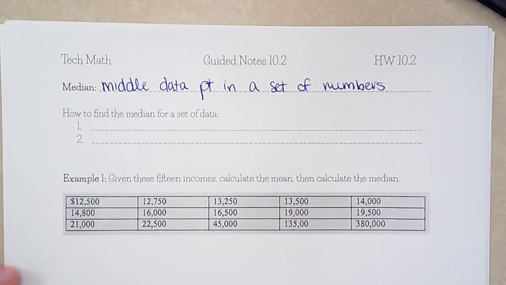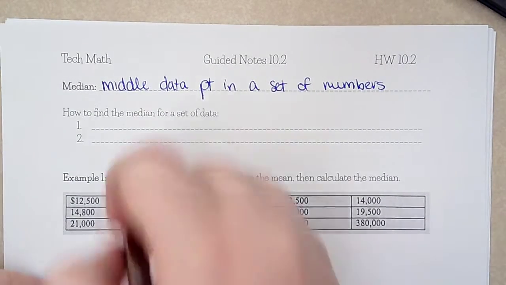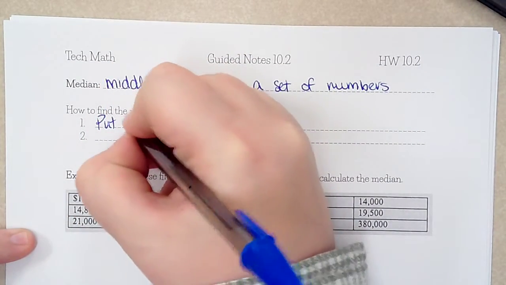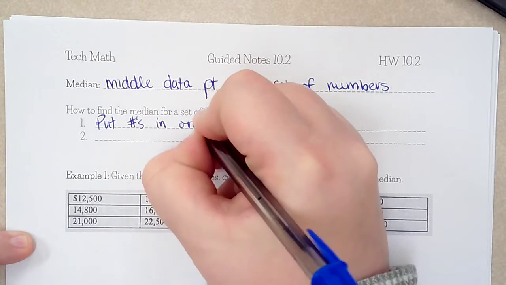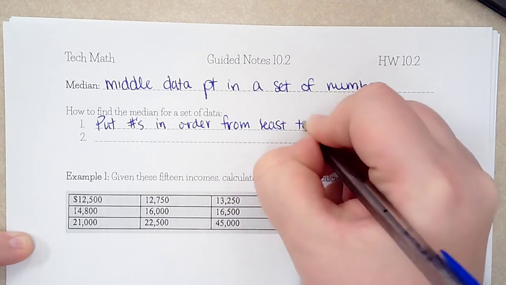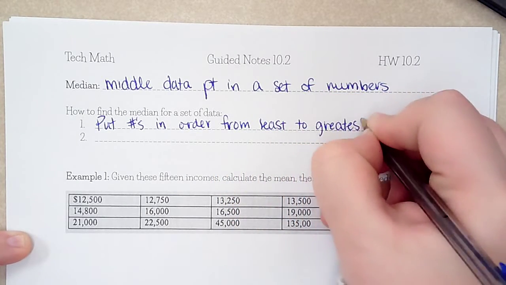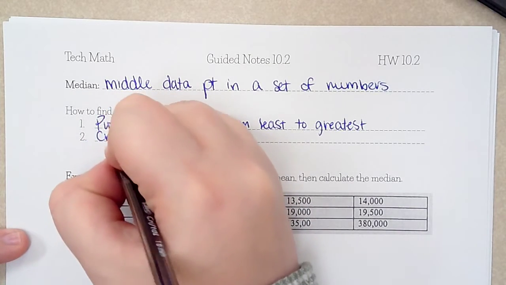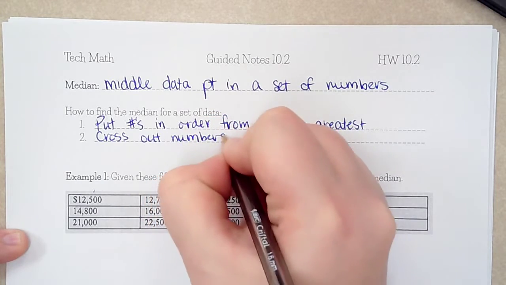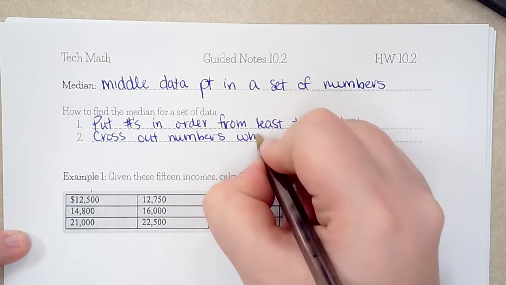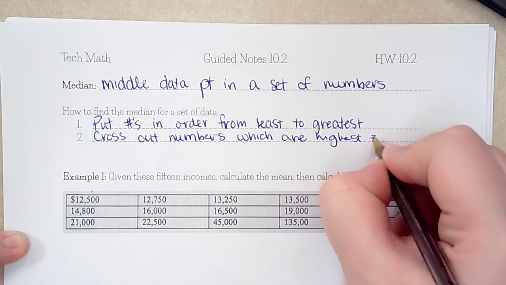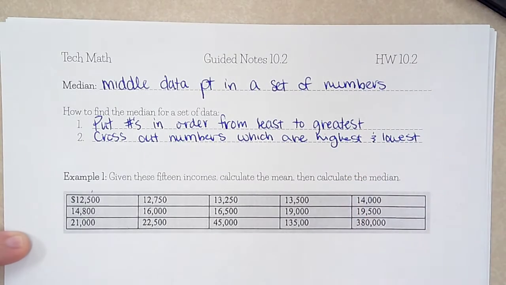How do we calculate or find the median for a set of data? Well, we have to start by putting the numbers in order from least to greatest. And then for our second step, we're going to cross out the numbers on either end, which are highest and lowest in the data set, until we get to the very middle.